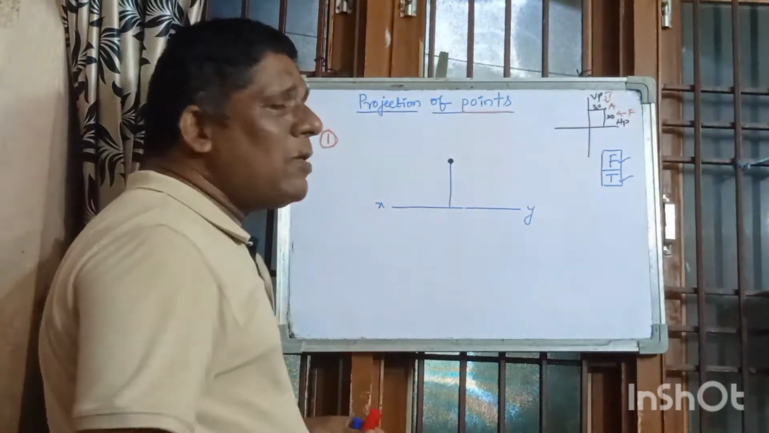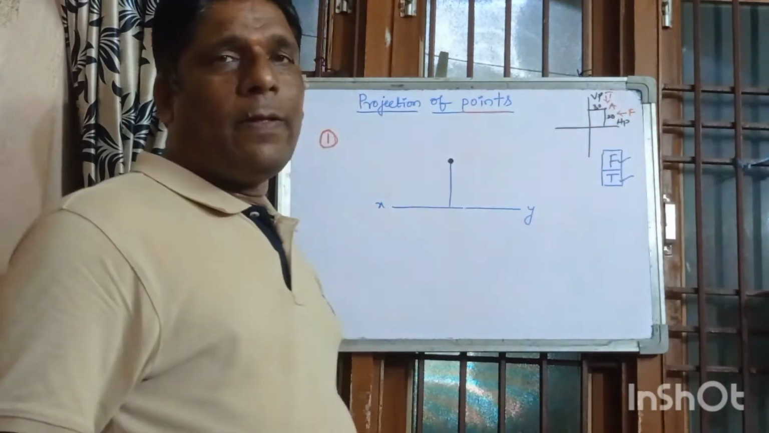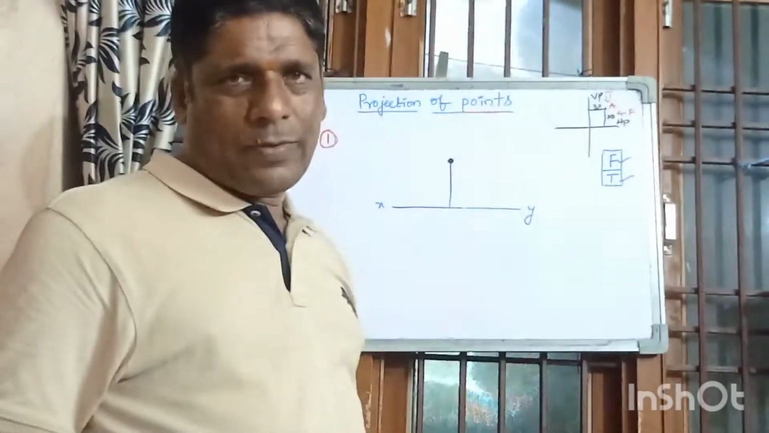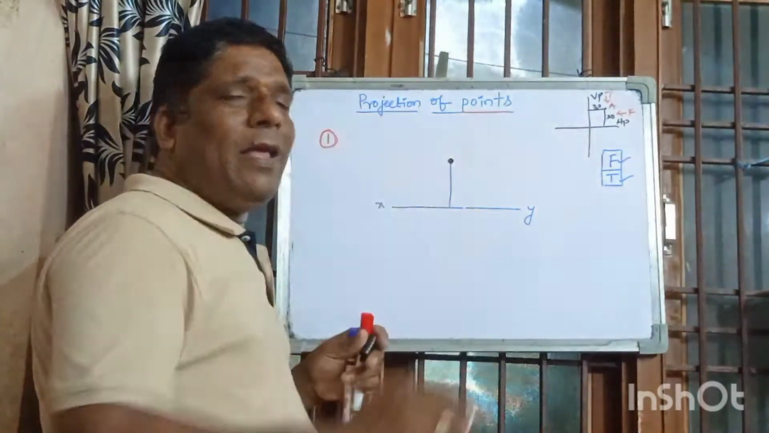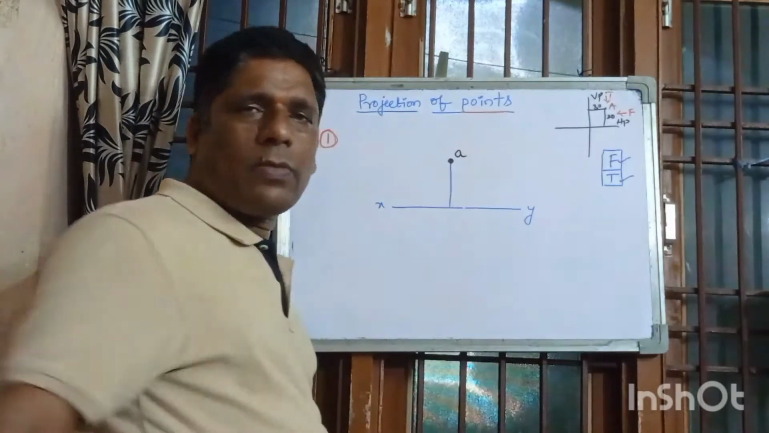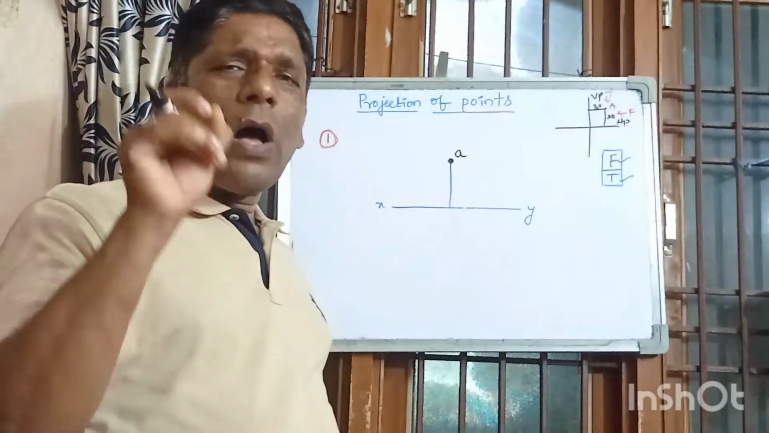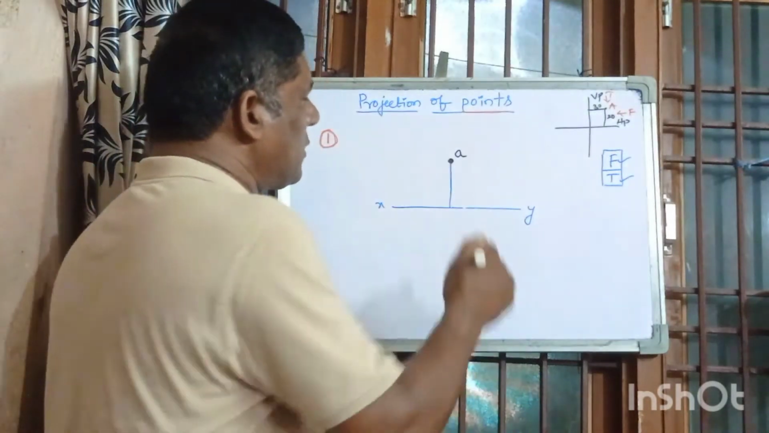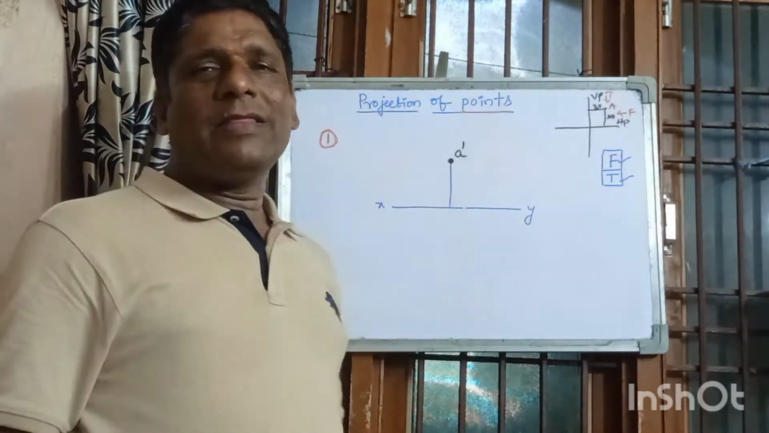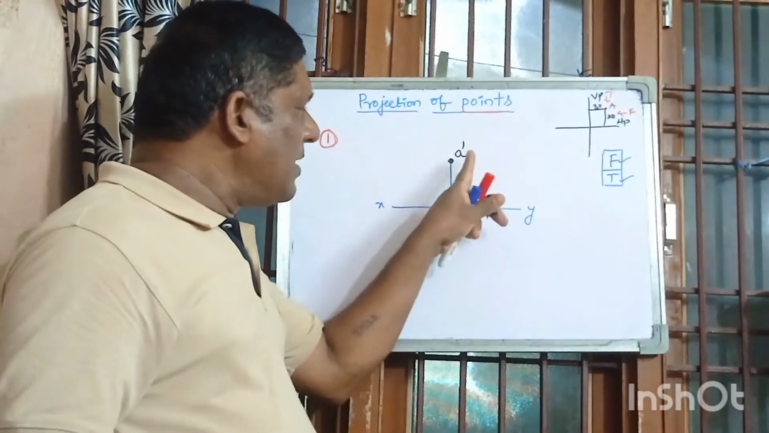And what is the name of the point here? A. In the preview or in the question, capital A is there. When you are projecting, it converts into small letter a, and that too it is the front view. So front view is always shown with the dash. If this dash is there, then our examiner can easily conclude that this is the front view.